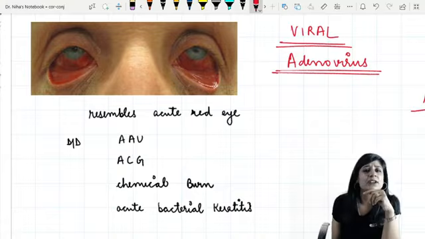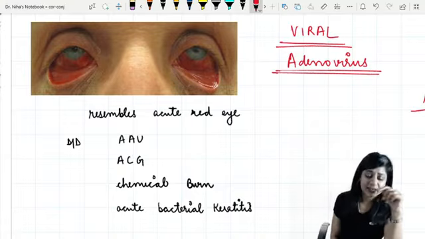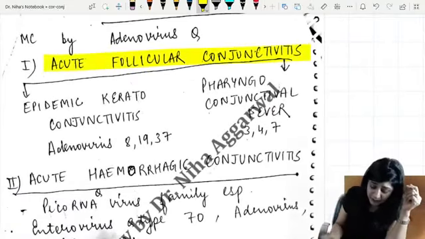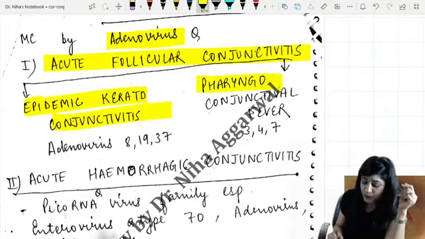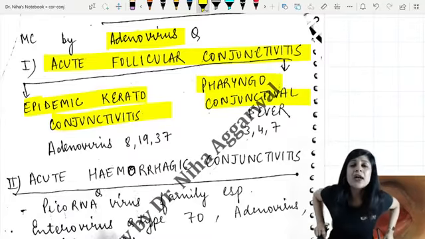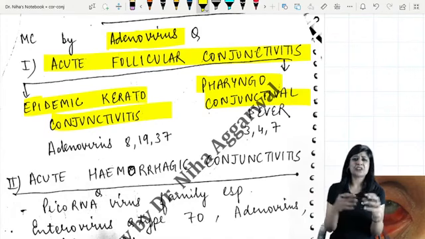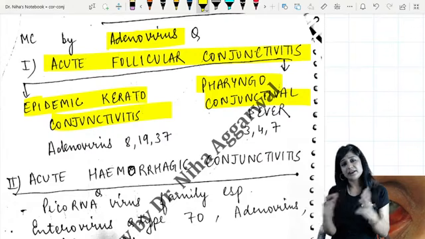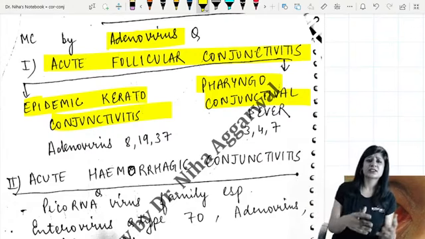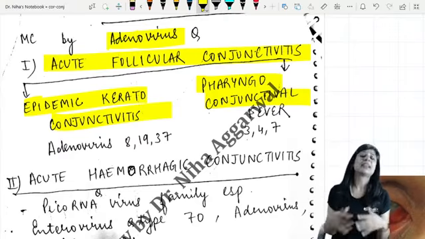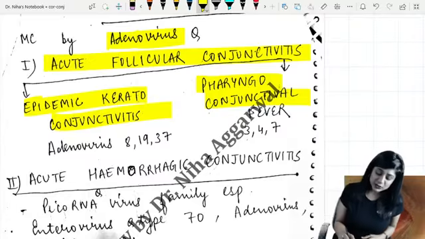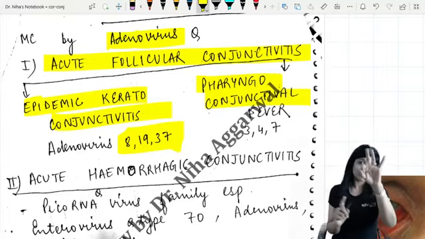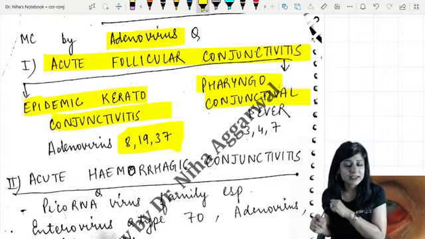A very, very important one is follicular conjunctivitis. Now, when I talk about the follicular conjunctivitis, always remember that there are two forms. One is the epidemic, meaning when you have a lot of eye flu spreading in the societies, in the hostels and the colonies, everywhere. That is your eye flu or the epidemics. That is caused by the adenovirus, which has species 8, 19 and 37. So 8, 19 and 37.